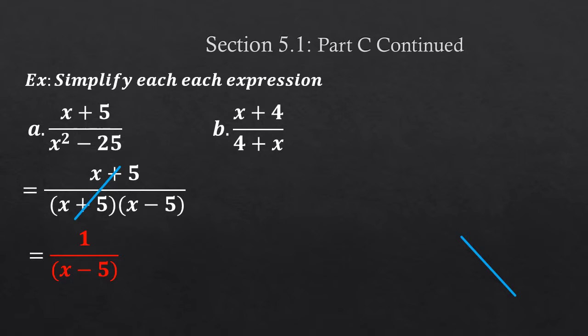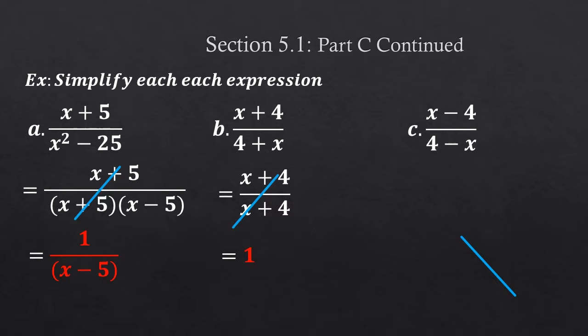Example B, x plus 4 over 4 plus x basically becomes x plus 4 over x plus 4, which equals 1. It's the same thing essentially. So taking an expression and dividing it by itself, it just becomes 1.